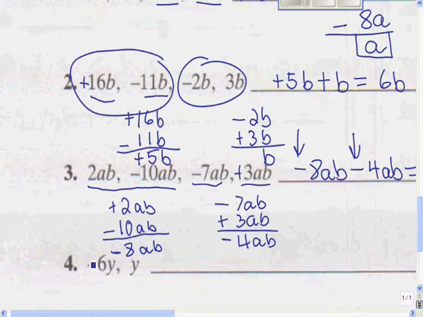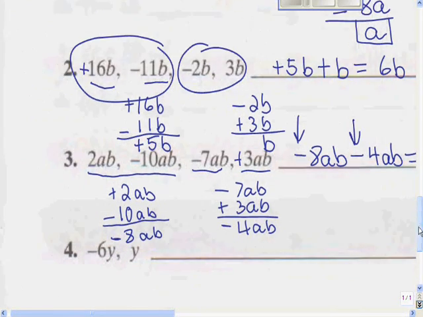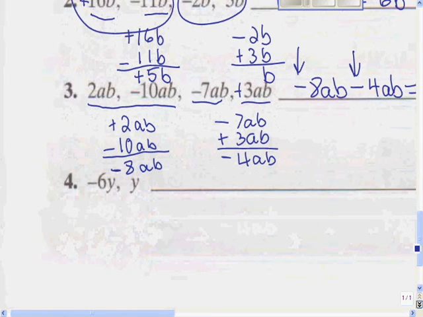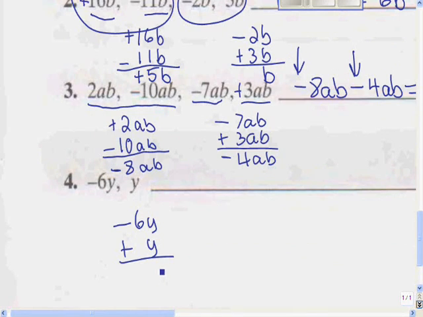Here we've got a negative 6y and a positive y. So if the signs are different, what do we do? I hope you said subtract. Okay? If the signs are different, we subtract. So we've got a negative 6y and a positive y. When we subtract y from 6y, we get 5y. And what's the sign of my bigger number? Well, the sign of my bigger number is negative, so my answer is going to be negative. So my answer is negative 5y.